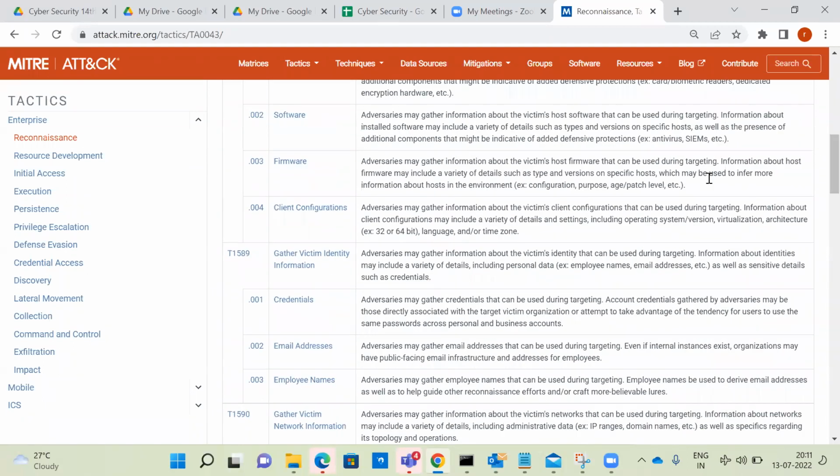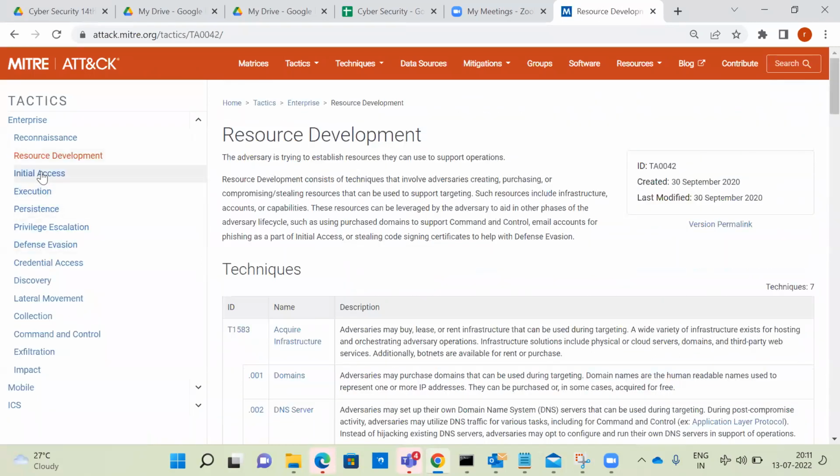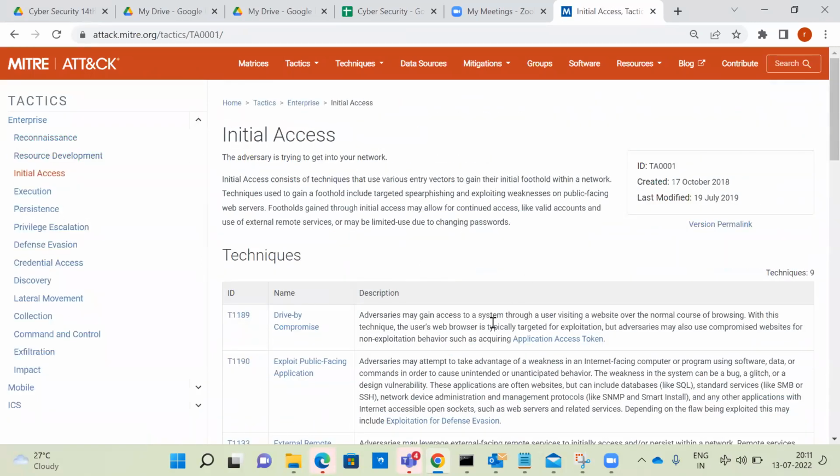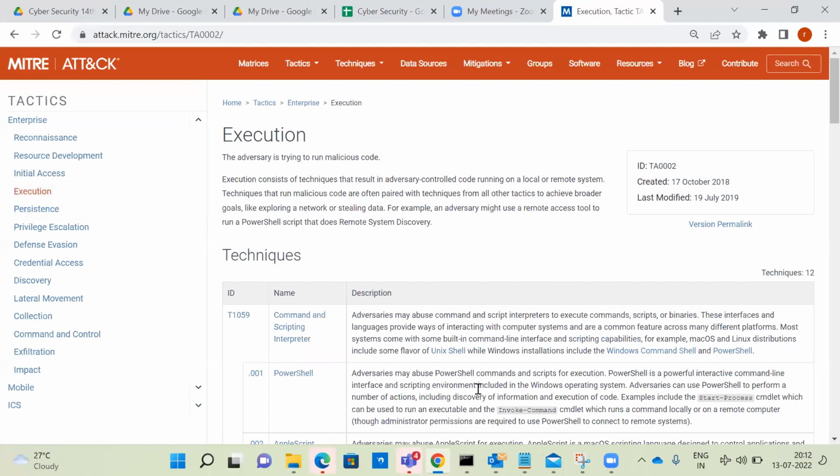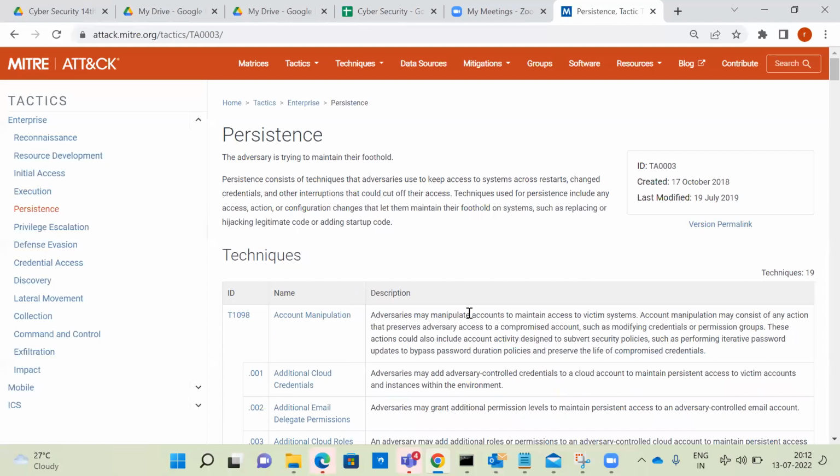So in this similar way, now you can go to resource development. A couple of techniques will be there. In the similar way, initial access: how is the attacker entering into the organization level. In the similar way, execution, how is it happening. Okay. So next one is persistence: how the attacker will enter into the organization level. Okay. So these are some of the examples of persistence.